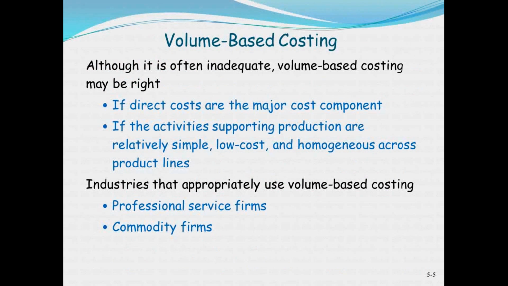So volume-based costing may be right for some companies. First of all, if your indirect costs are a very small part of your total costs, then don't go crazy trying to exactly figure out how to allocate those indirect costs. They may be immaterial. This may be the case in accounting firms, where the indirect costs are relatively small compared to the overall costs.